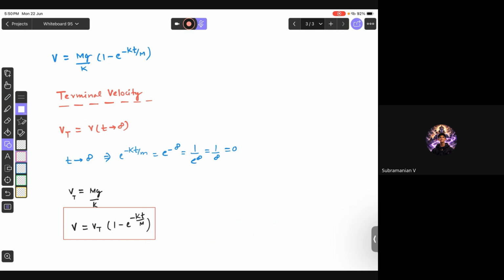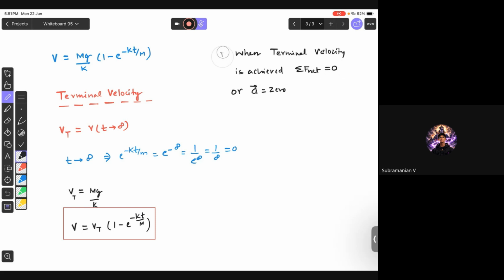So one thing is sure that at t equals 0... if I ask you one more thing, to find the terminal velocity. Whenever terminal velocity is achieved, the net force acting on the particle will be 0, or I can even write, the acceleration of the particle will be 0. So I can use this directly to find the terminal velocity.